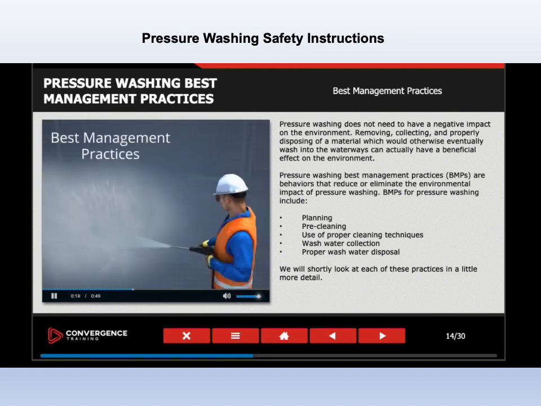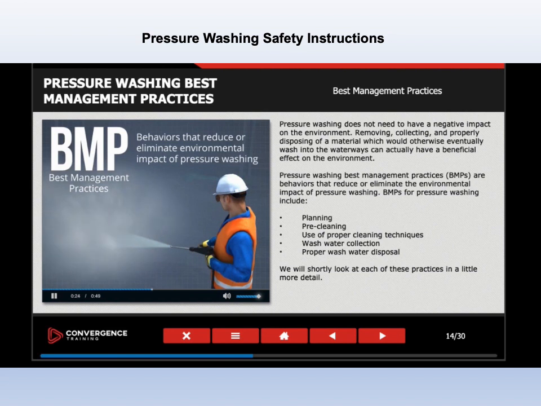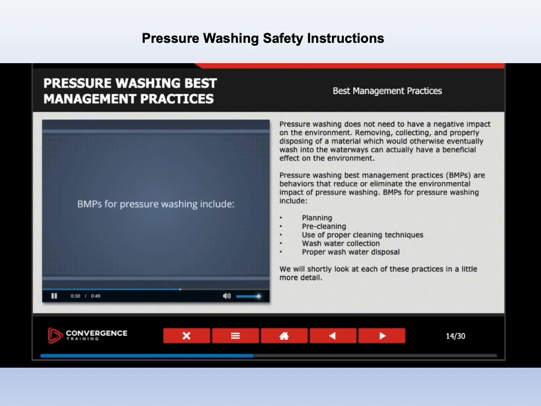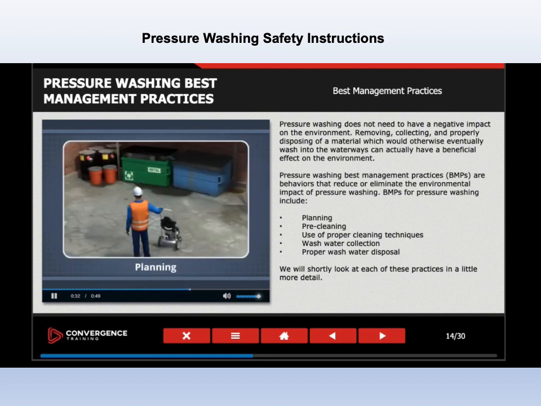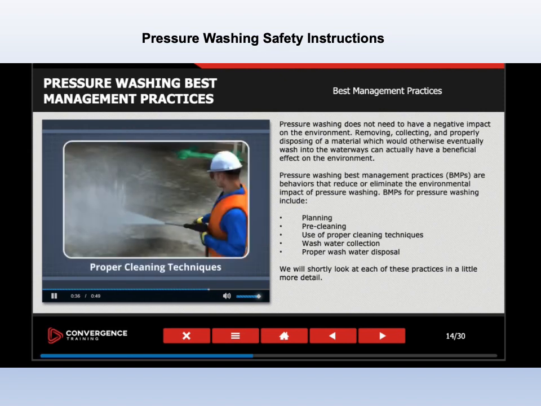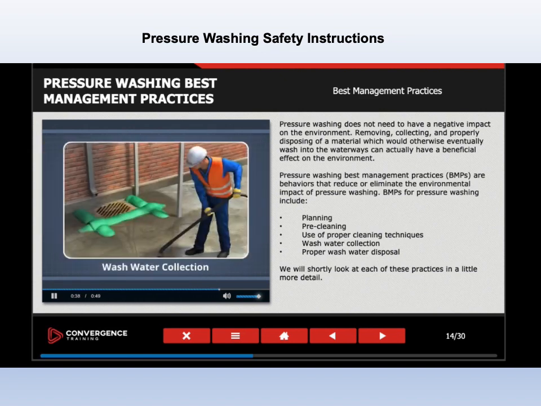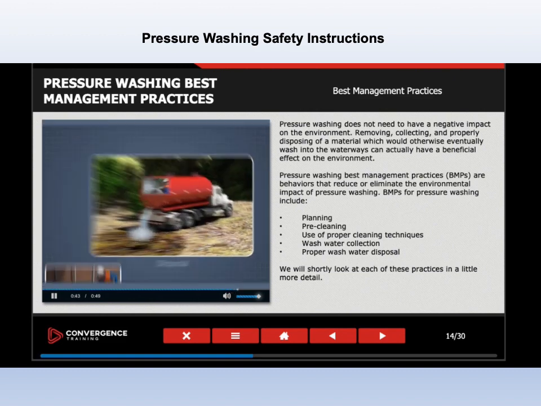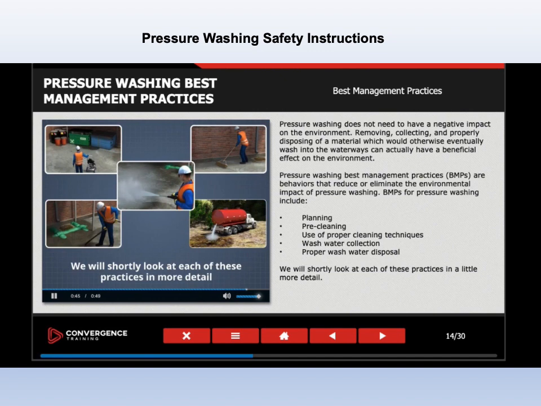Pressure washing best management practices, or BMPs, are behaviors that reduce or eliminate the environmental impact of pressure washing. BMPs for pressure washing include planning, pre-cleaning, use of proper cleaning techniques, wash water collection, and proper wash water disposal. We will shortly look at each of these practices in a little more detail.